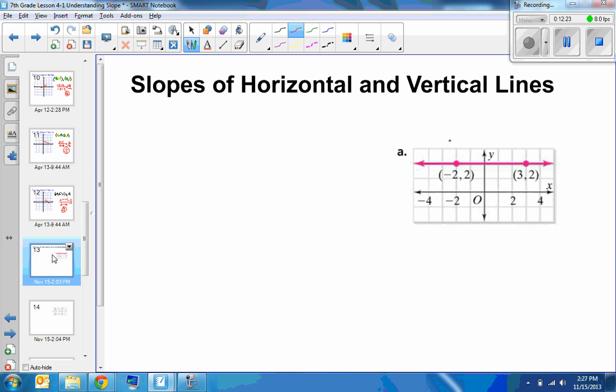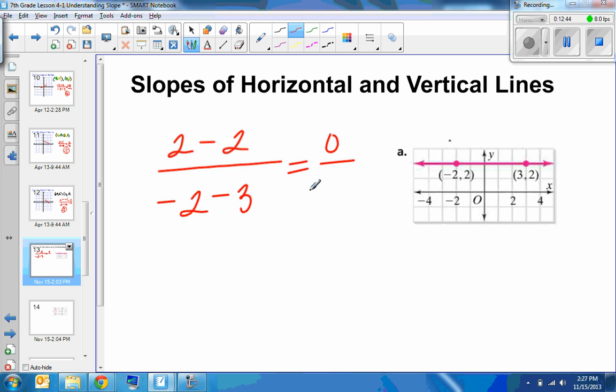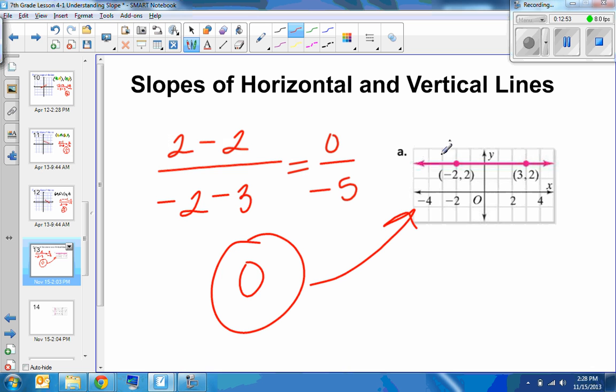So sometimes we have horizontal and vertical lines. So here we have a horizontal line. So when I'm going to find the slope, I'm going to take 2 minus 2 over negative 2 minus 3. So 2 minus 2 is 0, and negative 2 minus 3 is negative 5. So anytime my 0 is on top, the slope is 0. All horizontal lines have a slope of 0.